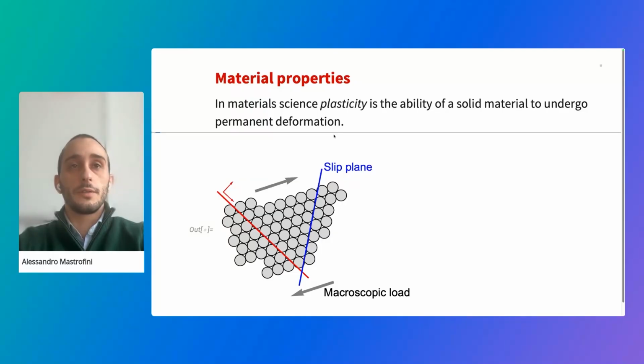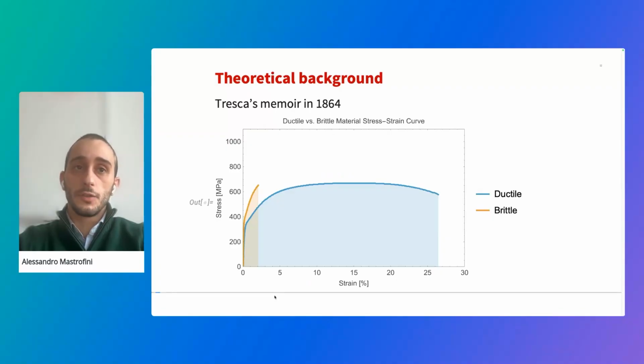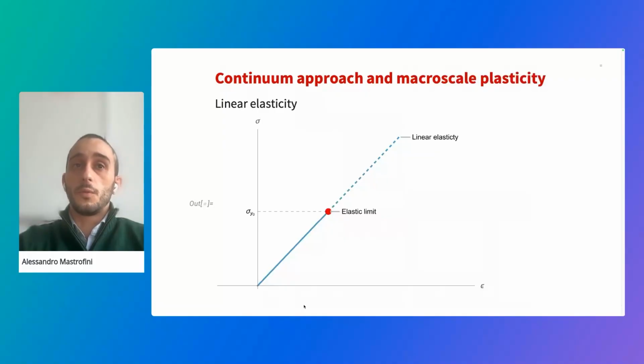But we generally observe this from a macroscopic point of view. We know that the material shows different behavior depending on the strain. In particular, this is a stress-strain curve of a metal, and we can observe different behavior. But with solid mechanics, we generally focus only on linear elasticity, so a small part of the entire deformation curve. To go beyond this limit, we need to understand how to describe the material.